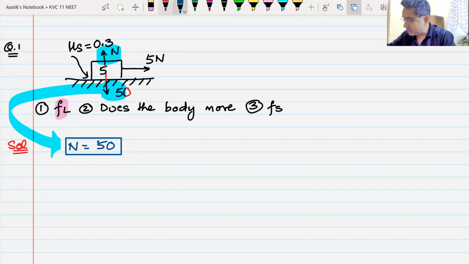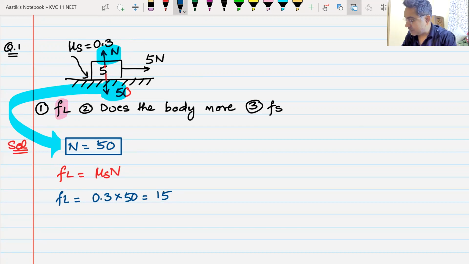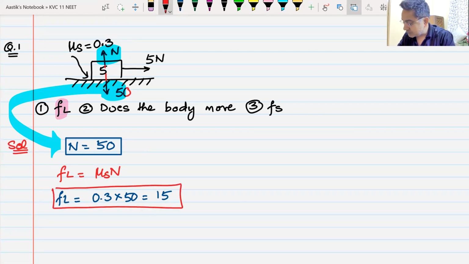Now we must remember what is FL, limiting friction. The value of limiting friction is mu s into N. So now I multiply mu s by N. Mu s is 0.3. I multiply it by 50. I end up with 15 newtons. So remember, my value of limiting friction is 15 newtons. Friction can go up till 15 newtons.